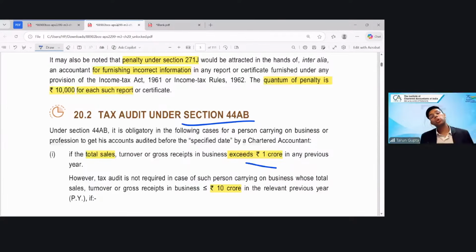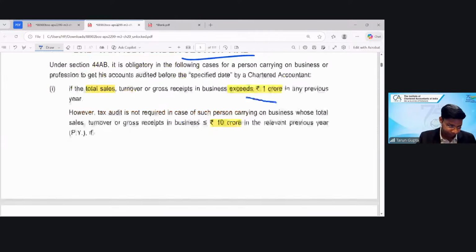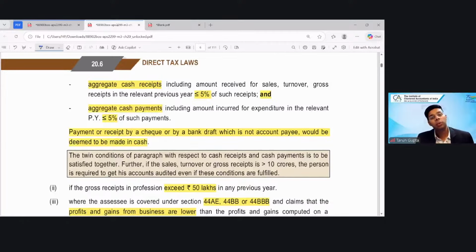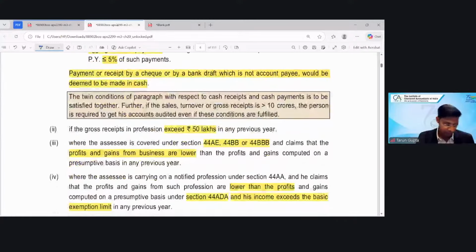So, out of the total receipts, not only turnover but total receipts, whether revenue or capital, if cash receipts out of total receipts are up to 5%, plus cash payments out of total payments are up to 5%, then you are required to get the books of account audited under section 44AB only if the turnover exceeds 10 crore. The payment must be received through a bearer cheque or a crossed cheque. In case of profession, the audit is required if the receipts exceed 50 lakh.